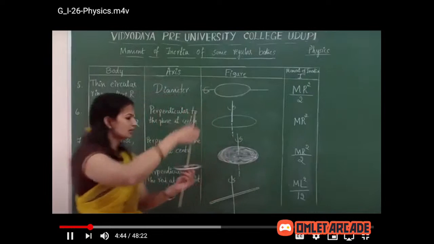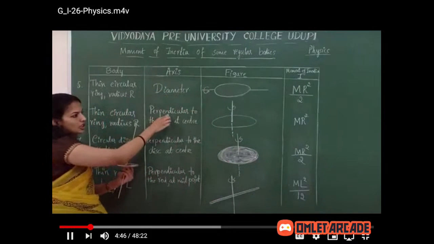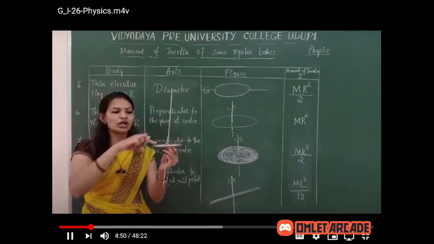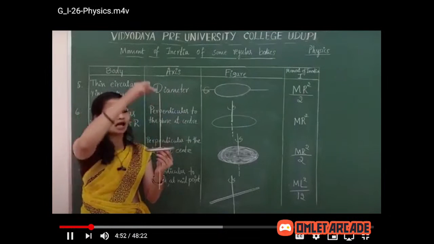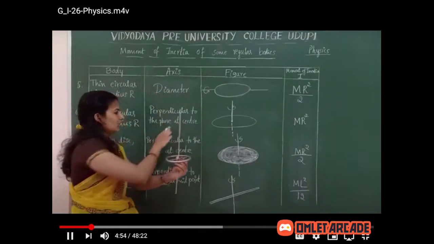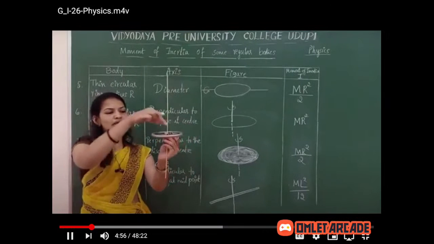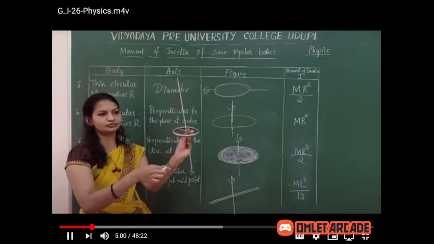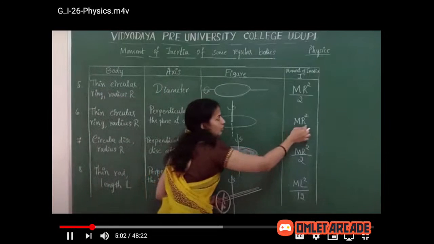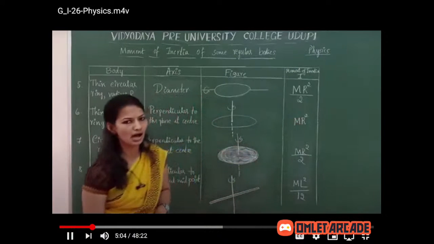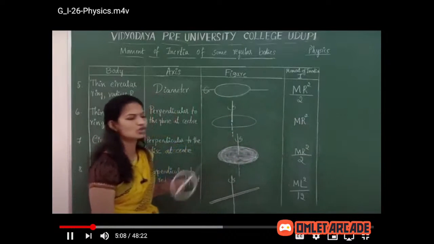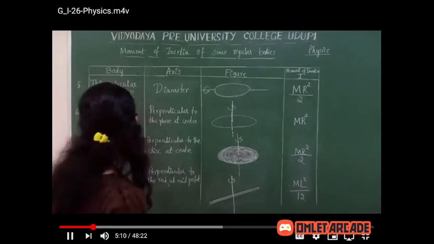The axis of rotation is perpendicular to the plane. See, it is perpendicular to this plane, right? The axis is perpendicular to the plane and it is passing through its center. The rotation is like this. In this case, the moment of inertia is mr square. M is the mass of the circular ring, r is the radius of the circular ring.